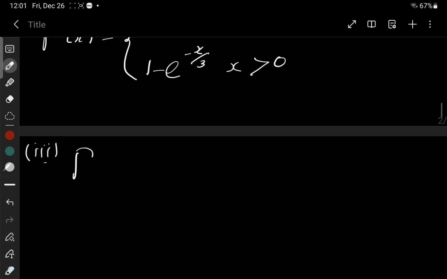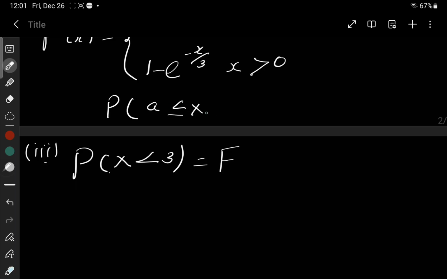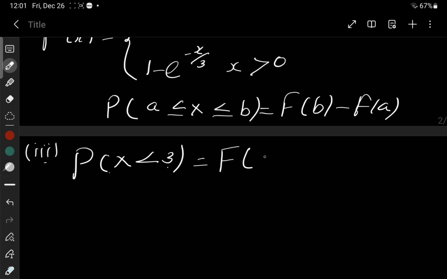P of x less than 3. This is the same as here. The lower limit is not given here, so just the upper limit. I told you the formula: P of a less than or equal to x less than or equal to b is equal to F of b minus F of a, isn't it? So here there is no lower limit, just an upper limit. So you write this is equal to F of 3.